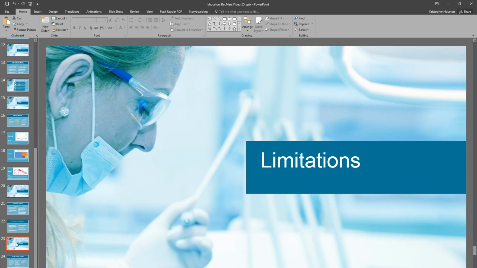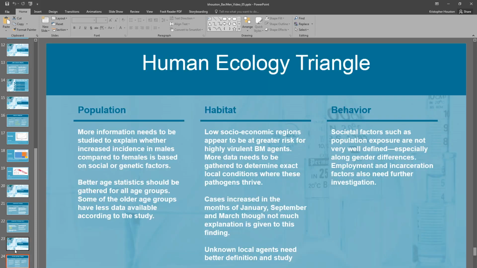Finally, the limitations of this study. Overall, they did a rather good job of trying to touch on all the bases. However, there were a few issues that could be a limiting factor for its accuracy, and something to address in further studies. Using the human ecology triangle here, I can break this down into a population.